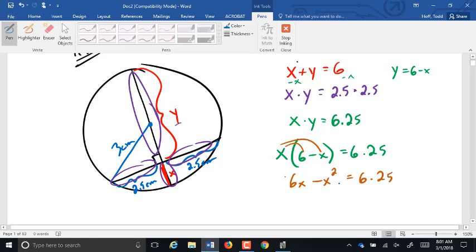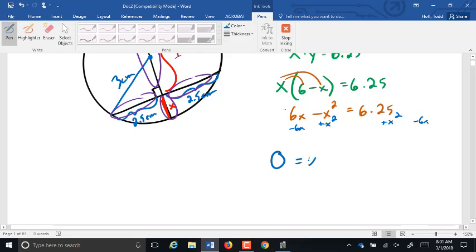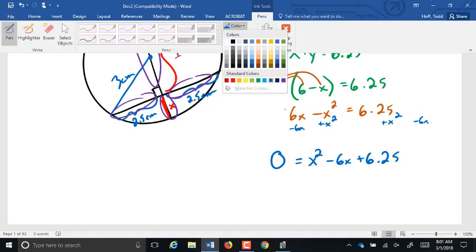Now, this is a quadratic equation. To solve it, I have to have everything all on one side equal to 0. So I'm going to add X squared to both sides. And I'll subtract 6X from both sides. So what I have now is 0 on the left side. Everything has been subtracted out. Equals, I'm going to put the X squared first, minus 6X plus 6.25. And I'll have to solve that.